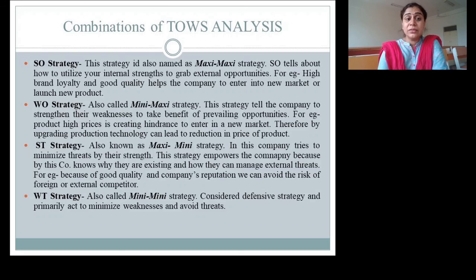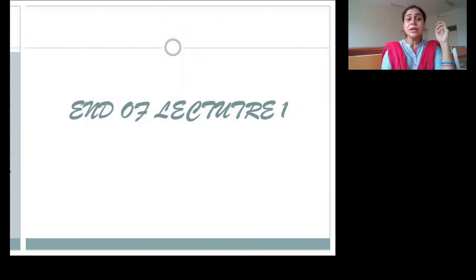Then we have the strength and threat strategy. This is also known as the maxi-mini strategy. In this, the company tries to minimize threats by using its strengths. They fight their threats in order to stay in the market, and they enhance their strengths. This strategy empowers the company because by this the company knows why they are existing and how they can manage the threats that are approaching from the environment. This is the WT, where both weakness and threat are mini, and it is a defensive strategy, primarily acting to minimize weakness and avoid threats.